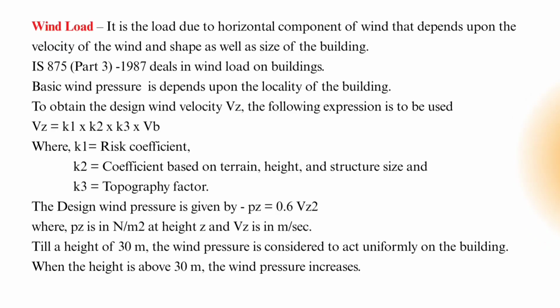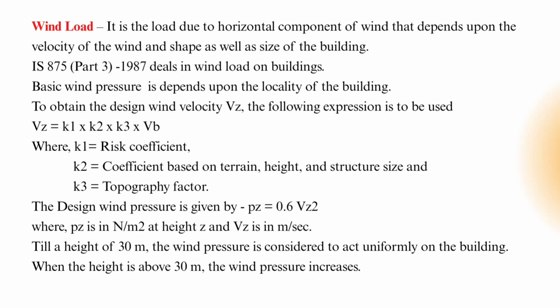Now the next type of load is wind load. It is a load due to the horizontal component of wind that depends upon the velocity of the wind and the shape as well as the size of the building. IS 875 Part 3 deals with the wind load on a building, and basic wind pressure depends upon the locality of the building. To obtain the design wind velocity and the design wind pressure, the formulas are given in the IS 875. Referring to these formulas, we can design the structure by considering the wind load for high-rise building.